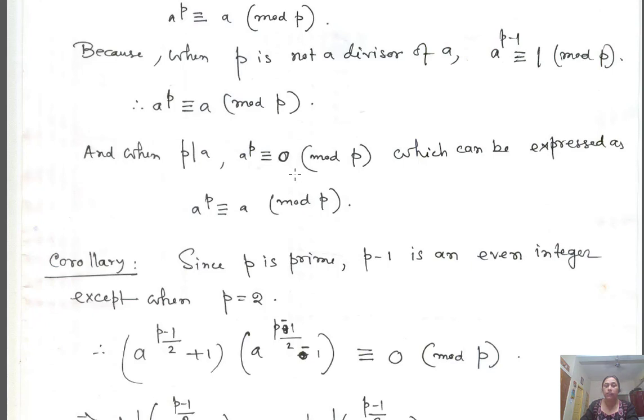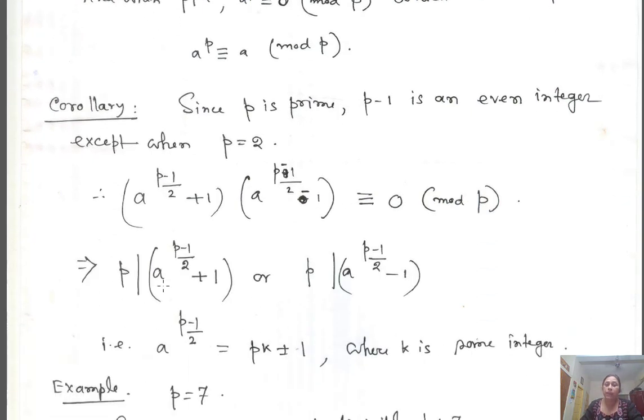Another thing about Fermat's little theorem: p is a prime number, meaning p is an odd prime, except when p equals 2. So when p is an odd prime, p minus 1 is an even number, and you can factor this. a to the power p minus 1 minus 1 is 0 modulo p, so this is a to the power (p minus 1) by 2 plus 1 times a to the power (p minus 1) by 2 minus 1, which is 0 modulo p.